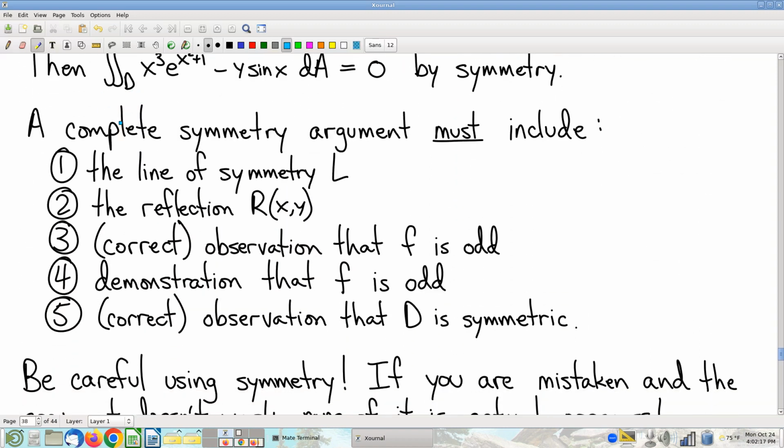Now, you do have to give a complete argument. Here's what a complete argument entails. You got to tell me what your line of symmetry is. Remember, it's not about whether your answer is right. It's about whether your reasoning is valid reasoning. And this is new material, so you have to actually give me the complete reasoning.